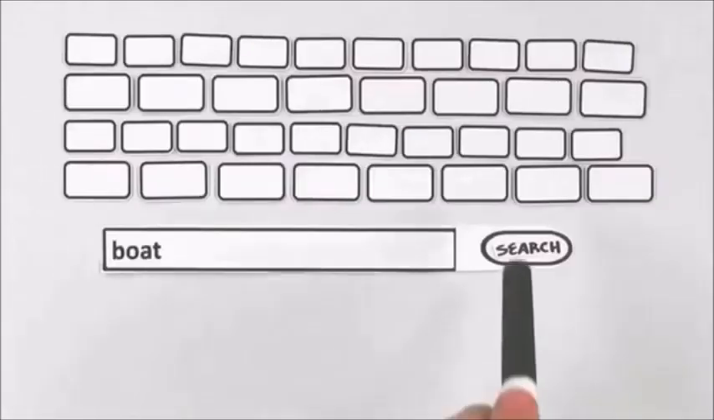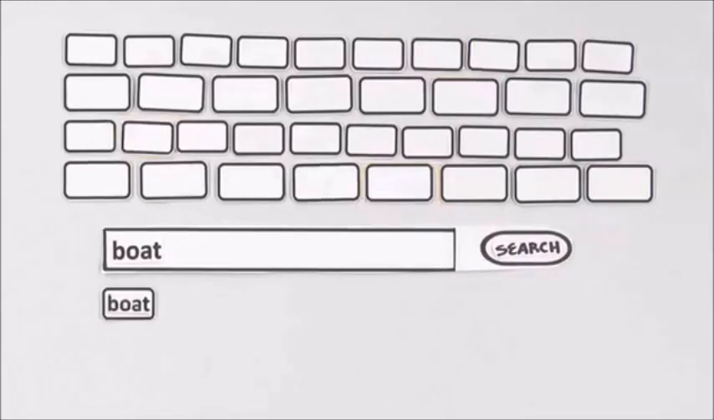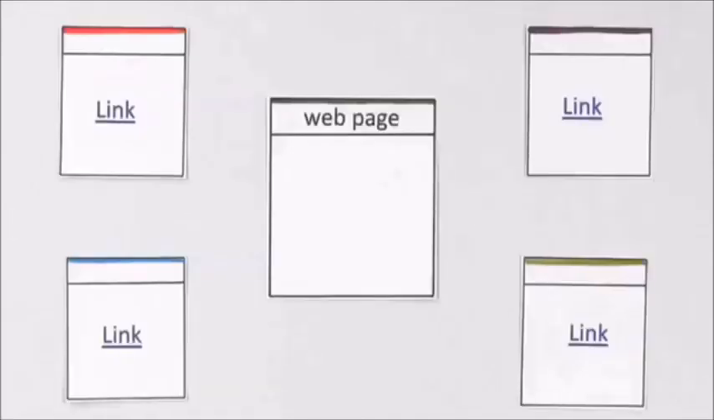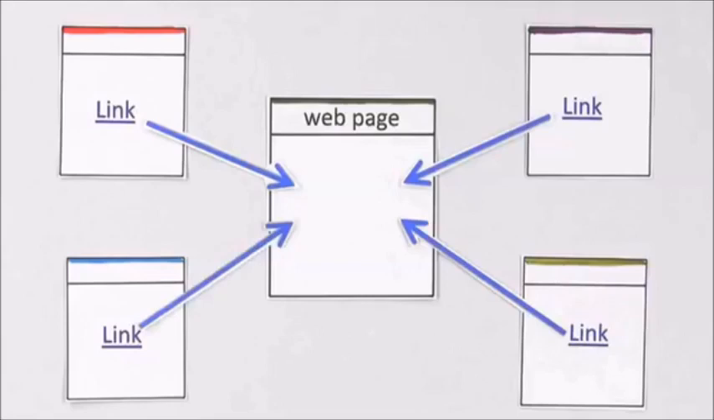When you search for a word, the search engine finds all the pages where the word appears and displays them in the search results. Usually, the pages that appear highest in the search results have lots of other web pages linking to them. Each link acts as a vote to say, this may be a good resource.